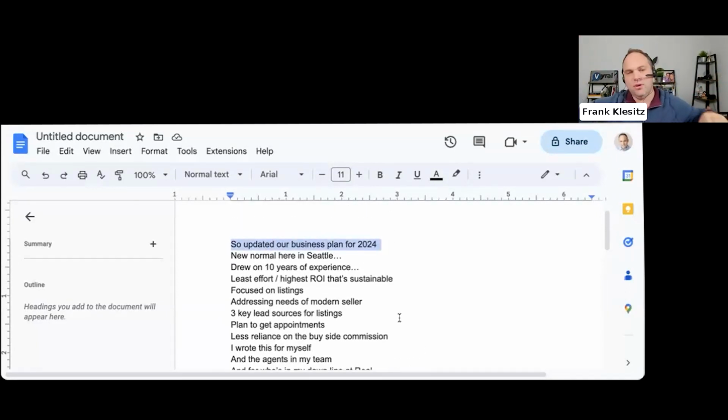Real estate friends. So I sat down recently and I updated our business plan for myself and my team for 2024 because we're dealing with this new normal here in the Seattle market, where I've been selling real estate for 10 years.